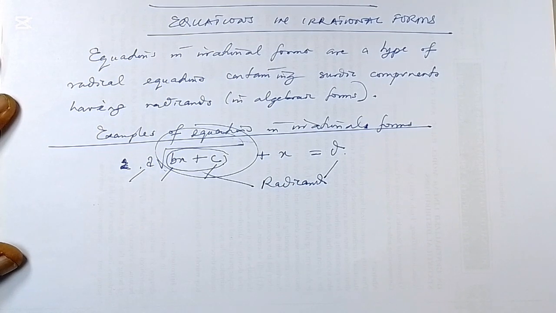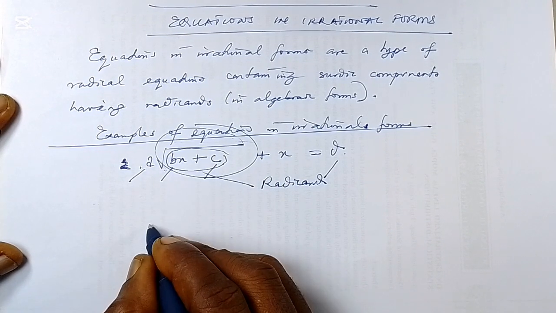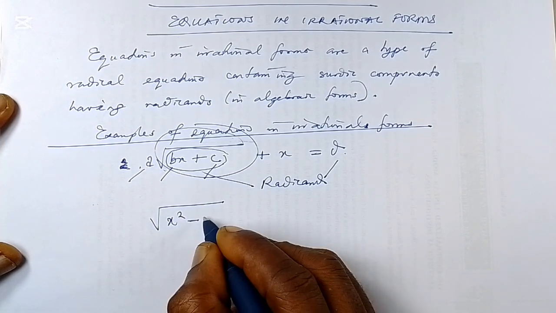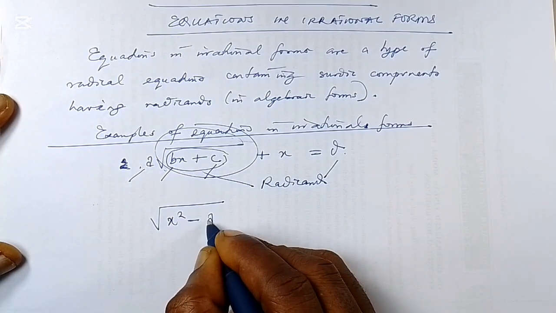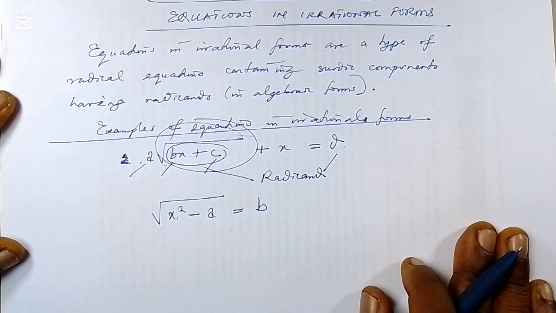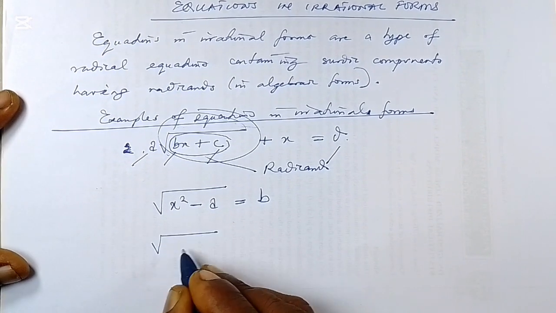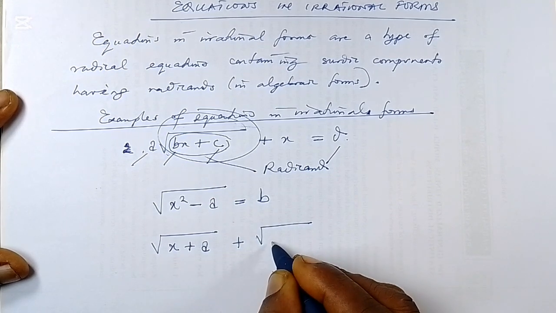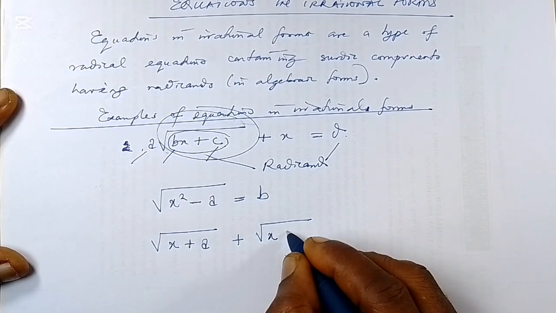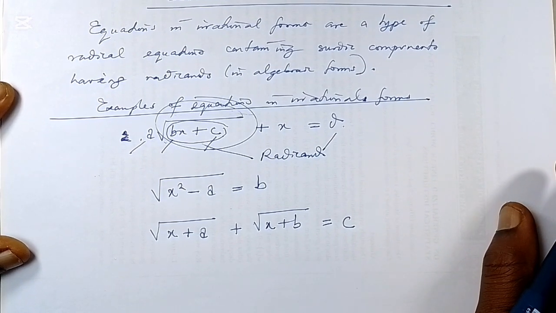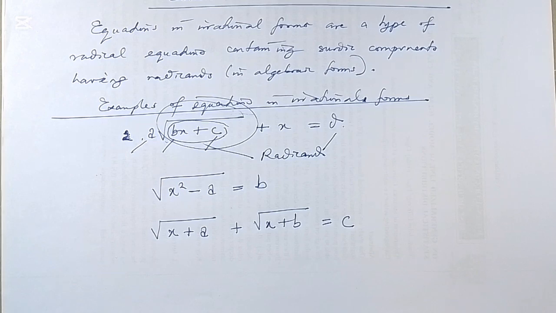You could also have an equation in irrational form appearing in this manner: the square root of a variable x minus a constant, say a, equals a constant b. You could have it appearing as the square root of x plus a, plus the square root of the same variable plus b, equals a variable c. These are different forms. You could have so many of them.